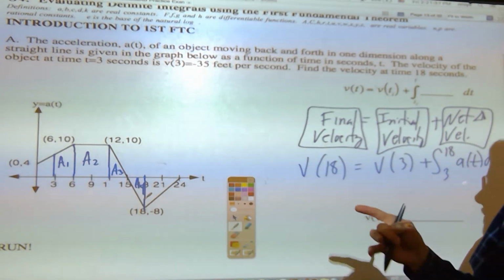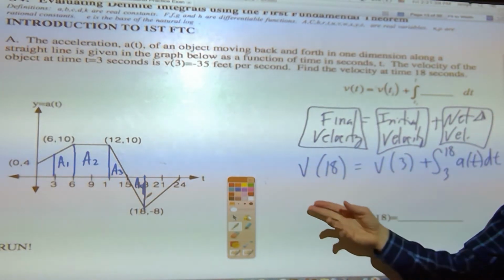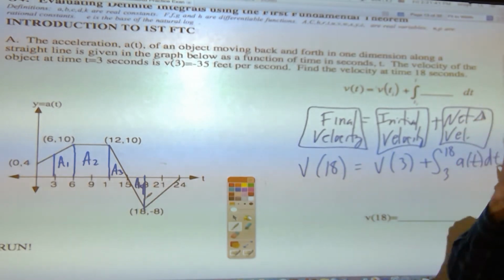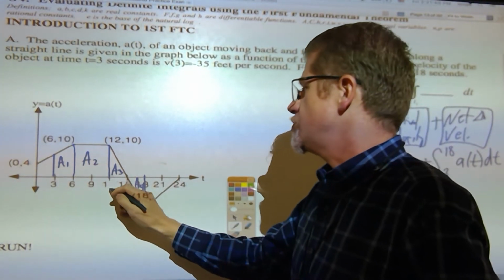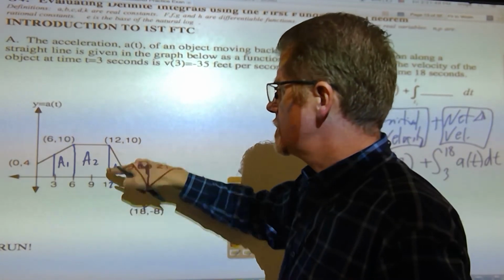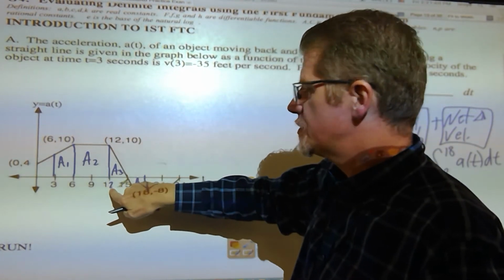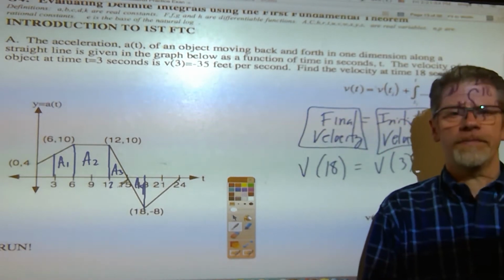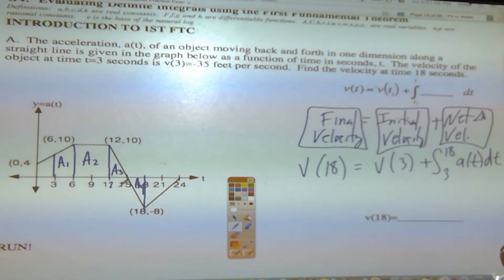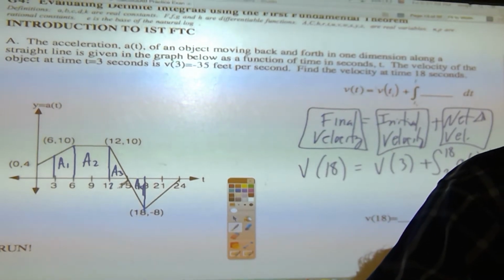And does anyone have any questions as to what the expectations are to find V of 18? Yeah, Jeff. What's the number after that? Yeah, that should be a 12 because it's got this 12, 10. So that's really a 12 right there. Okay, any other questions as to what the expectations are? Okay, you can pause the camera, you can give that a go.